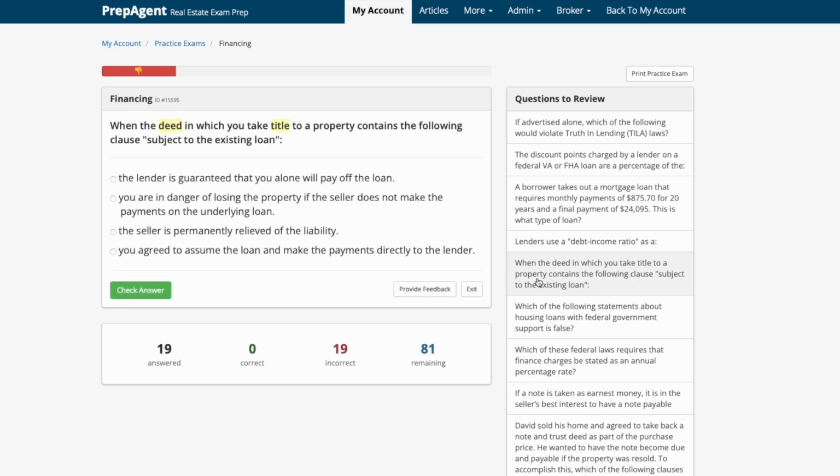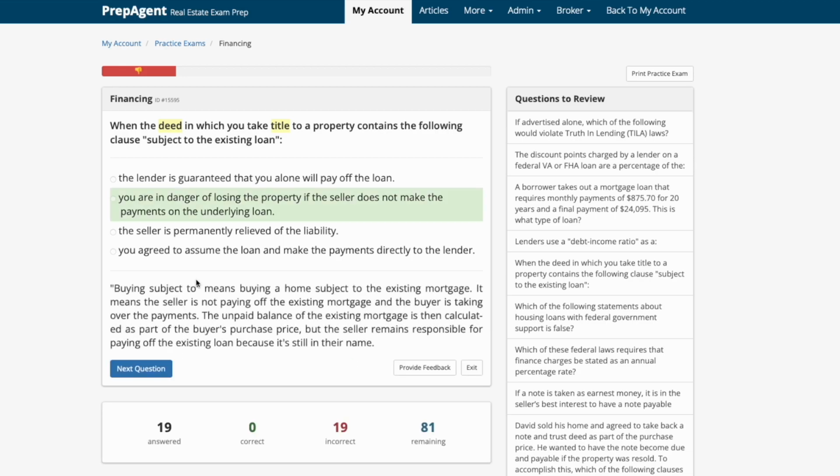When the deed in which you take title of the property contains the following clause, subject to an existing loan: The lender is guaranteed that you will pay off the loan. You are in danger of losing the property if the seller does not make the payments on the underlying loan. The seller is permanently relieved of liability. You agree to assume the loan and make the payments directly to the lender.